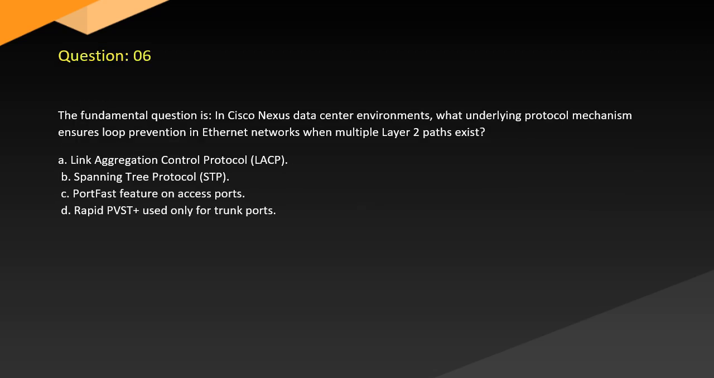Question 6. The fundamental question is, in Cisco Nexus data center environments, what underlying protocol mechanism ensures loop prevention in Ethernet networks where multiple layer 2 paths exist? A. Link Aggregation Control Protocol, LACP. B. Spanning Tree Protocol, STP. C. PortFast feature on access ports. D. Rapid PVST+ used only for trunk ports.